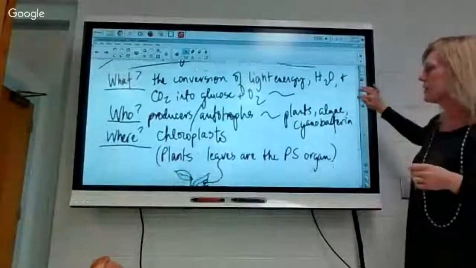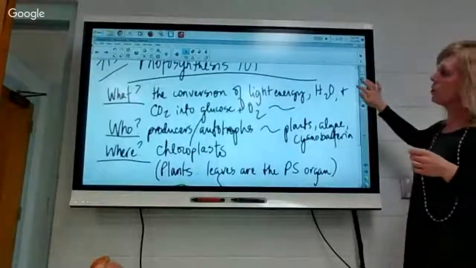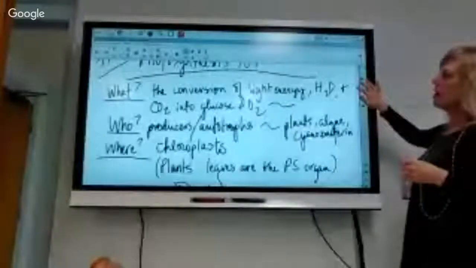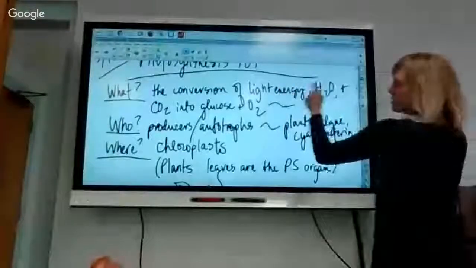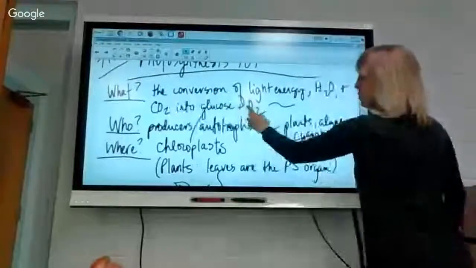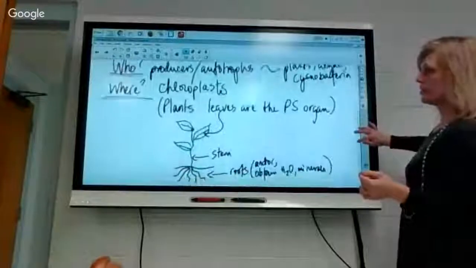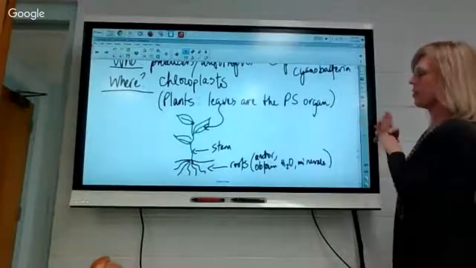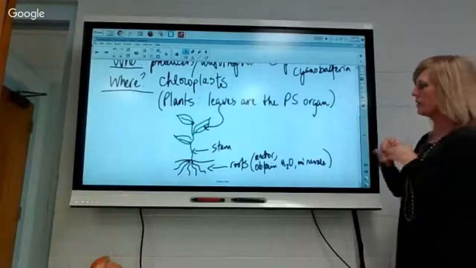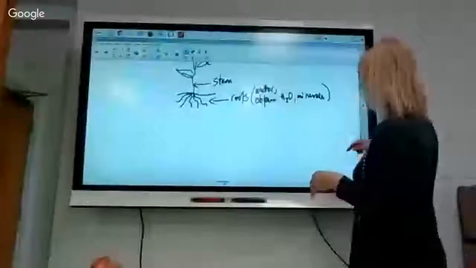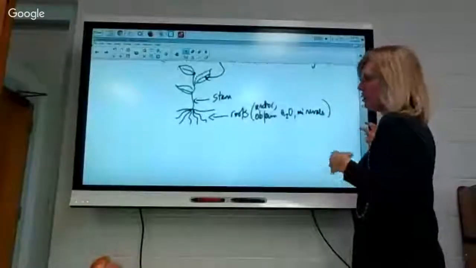So photosynthesis, there was a question about reactants and products. Here are the reactants of photosynthesis. Here are the products of photosynthesis. Where it occurs in cells, and then we got to the organs. If we're talking about plants, we said the leaves are the photosynthetic organ of the plant, and now we're going to draw a cross section of a leaf.